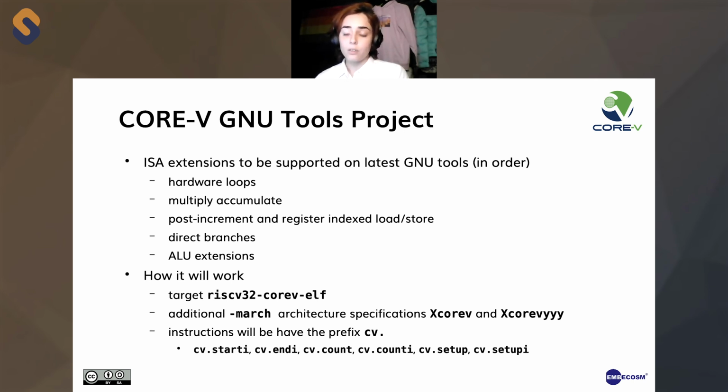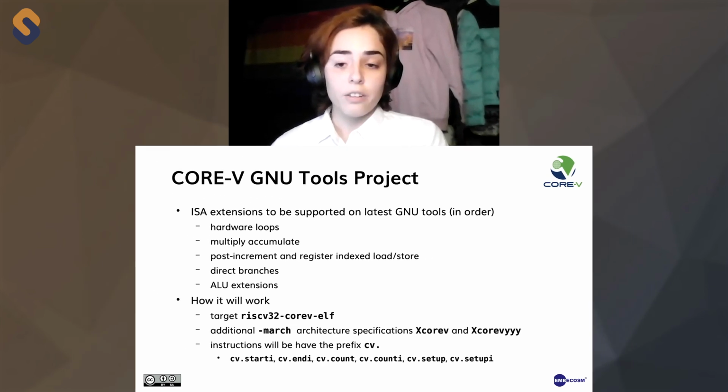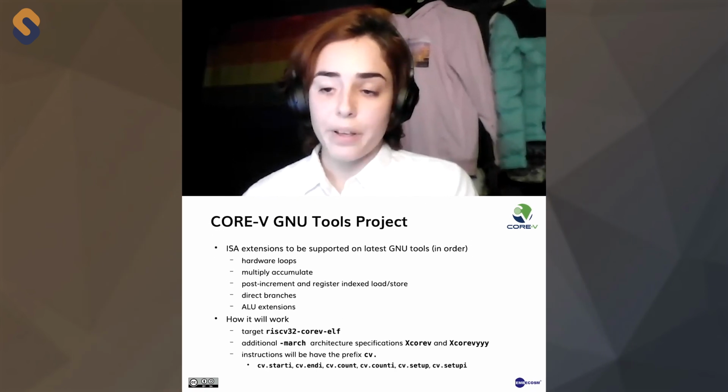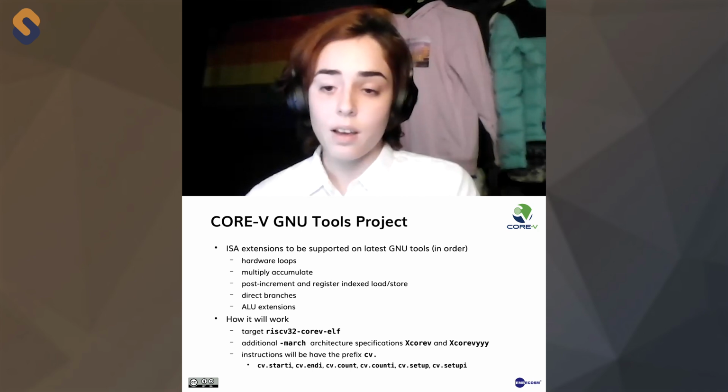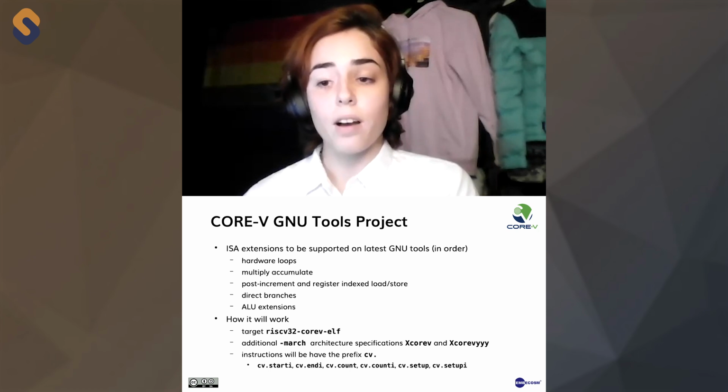To make it clear that the toolchain is targeting Core 5, we use the vendor field of the target triplet. Thus, we shall have RISC-V 32 Core 5 ELF instead of RISC-V 32 unknown ELF. We shall provide additional architecture specifications to specify either the whole Core 5 support or just selected parts. Finally, all Core 5 instructions will be prefixed by CV.